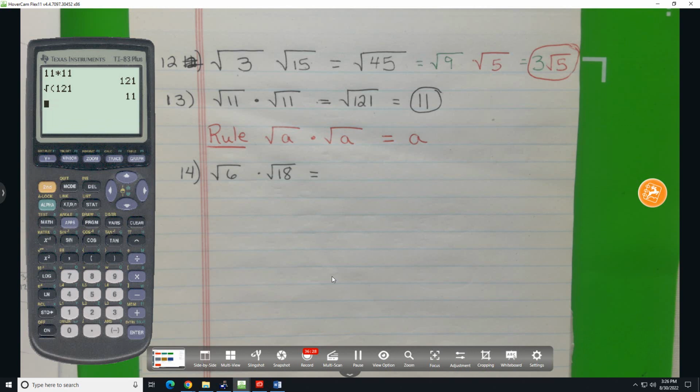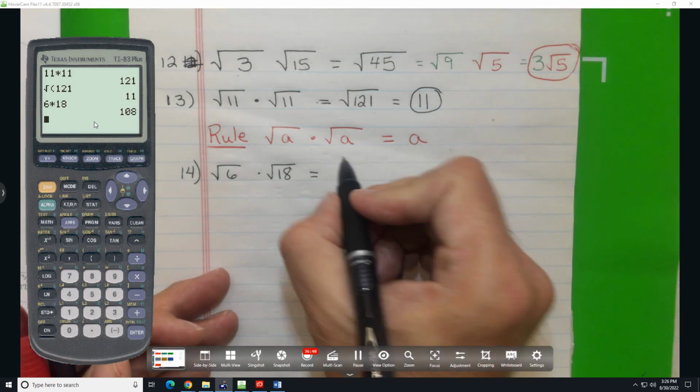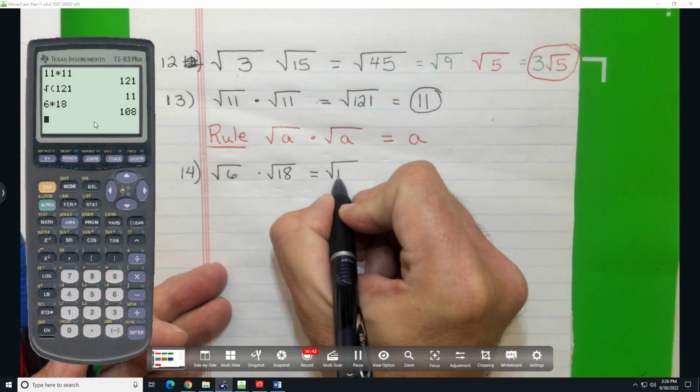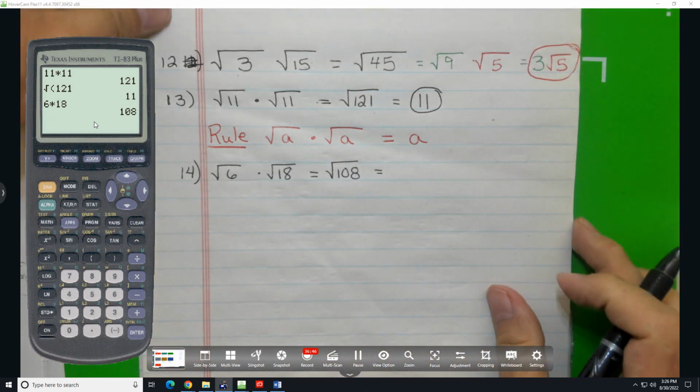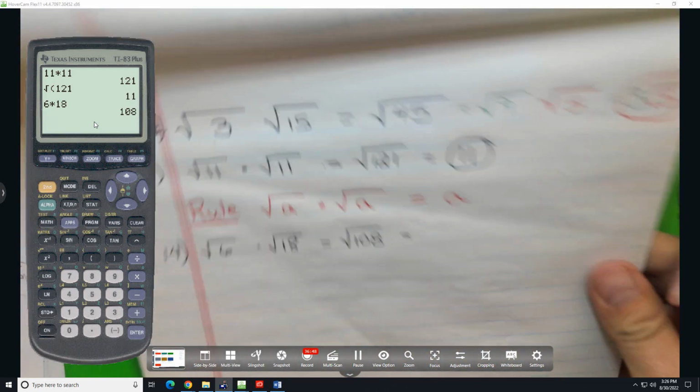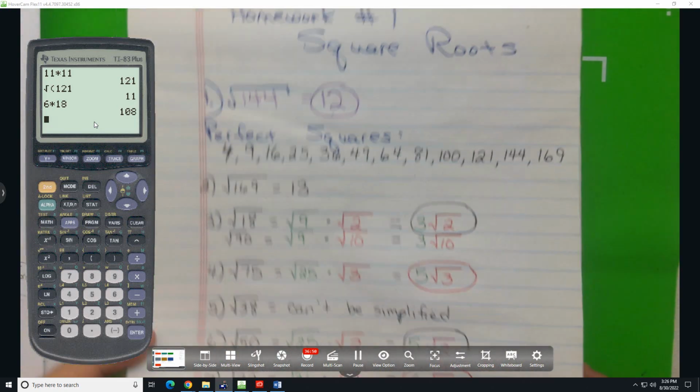Okay. Square root of 6 times square root of 18. Okay, so 6 times 18 is 108. So square root of 108. Remember, you keep the same square root. You just multiply the numbers under the radicals. But let's see, what perfect square divides evenly into 108?